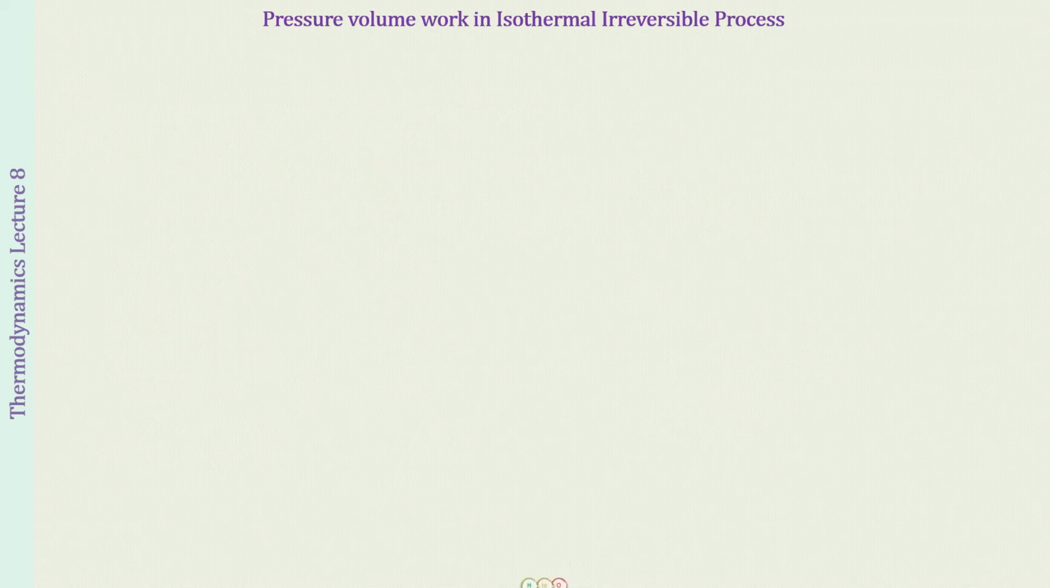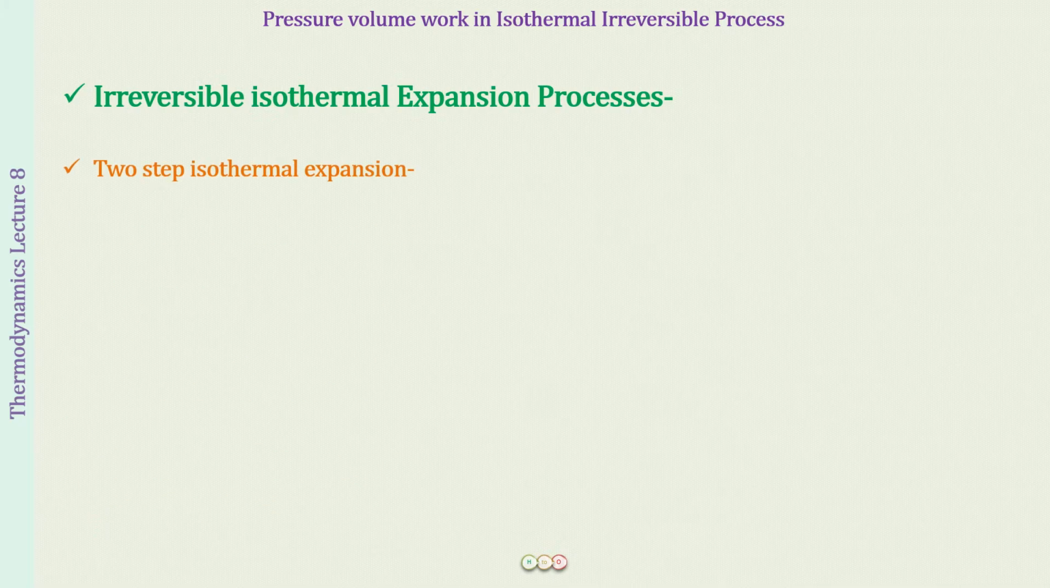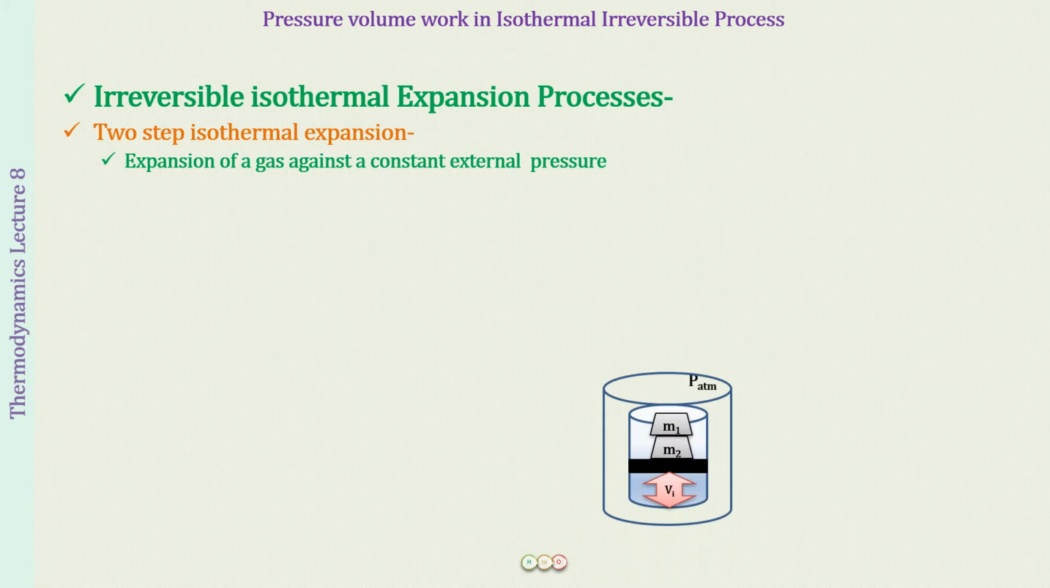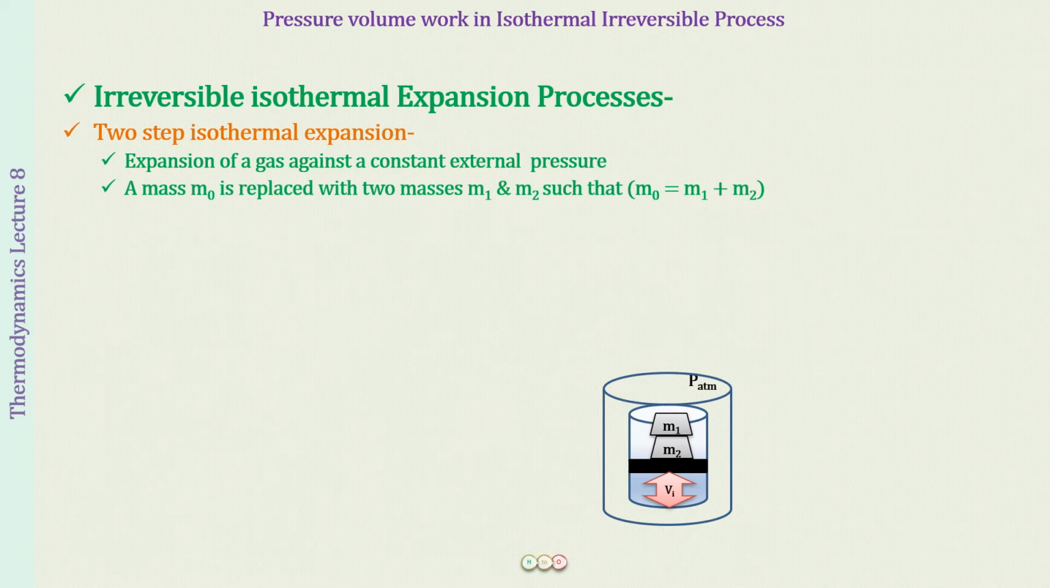So next, let us understand the two-step isothermal expansion process, how it will be taking place. So essentially it is going to be the same, only that the whole process we will be completing in two steps. So we will again have an expansion of a gas against a constant external pressure, and what we will be doing in the experiment is, rather than taking a m naught, we will be replacing this with two masses m1 and m2 such that the total mass is equal to the m naught that we had taken in the one step isothermal expansion.